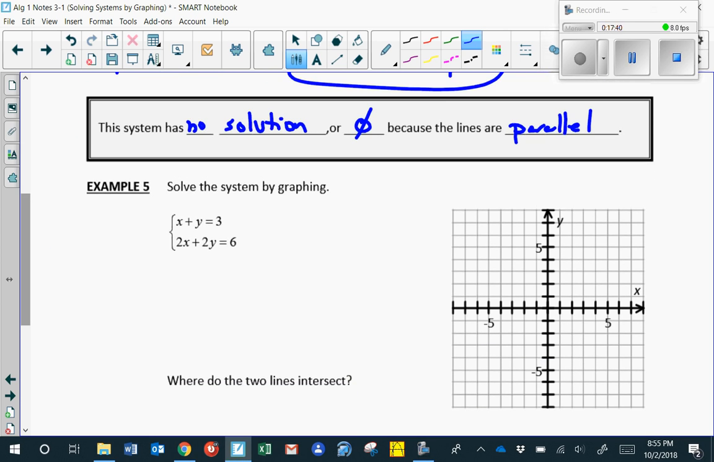All right, let's take a look at another example. In this last example, x plus y is equal to 3 is one of the equations. Subtracting x from both sides, that gives us y is equal to negative x plus 3. That has a y-intercept of 3 and a slope of negative 1. So we'll want to graph as many points as we can to graph this accurately.